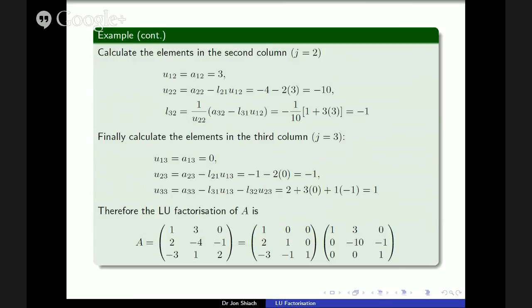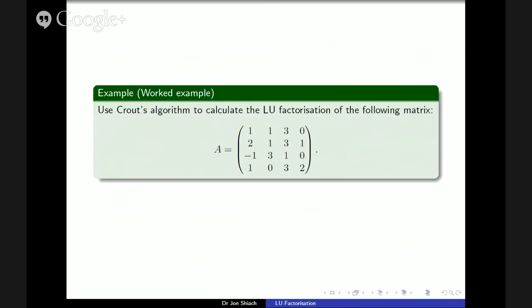Okay, so that's Crout's algorithm. We don't really use elementary matrices for anything over 4x4. It would just take too long. Crout's algorithm is a lot more efficient, and it's easier if we want to code it up, for example in MATLAB. I'm going to leave the worked example for the second lecture.